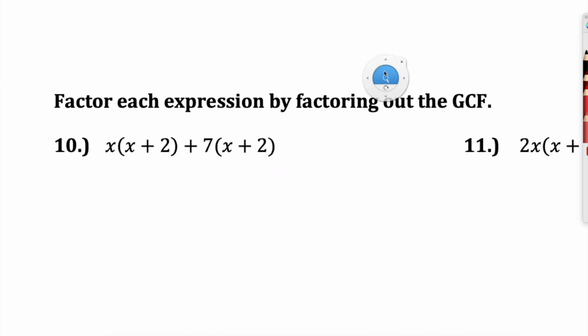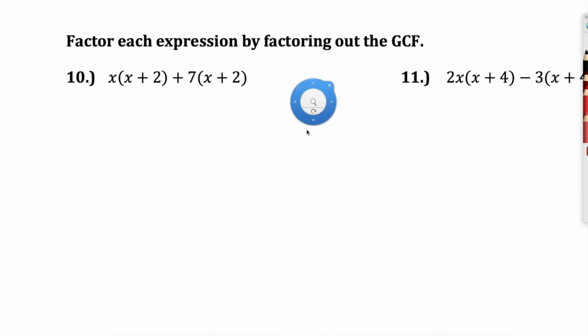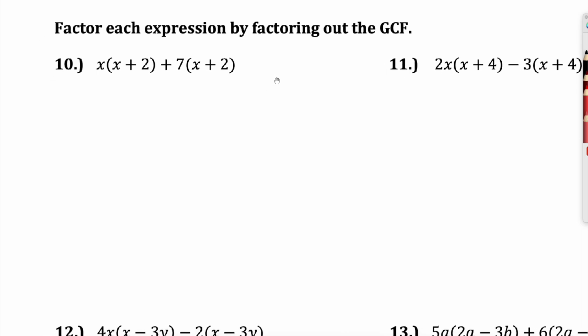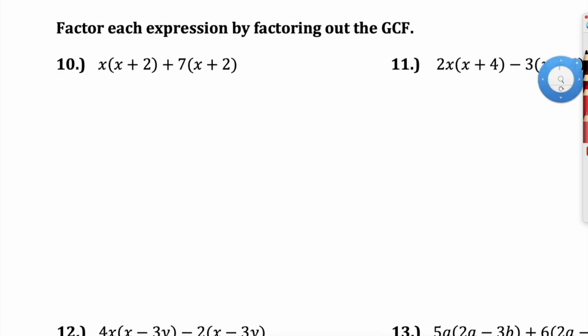Okay, so factor each expression by factoring out the greatest common factor. This is going to be helpful when we look at factoring by grouping trinomials in a bit. So I've got x times the quantity of x plus 2, plus 7 times the quantity of x plus 2. So remember, x is multiplying here, this quantity, and 7 is multiplying here.